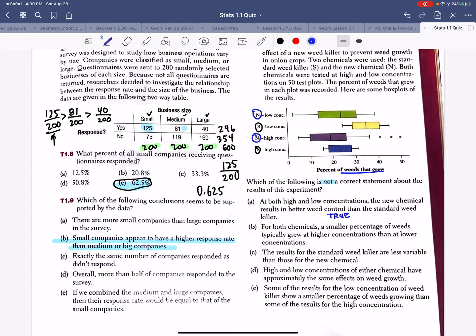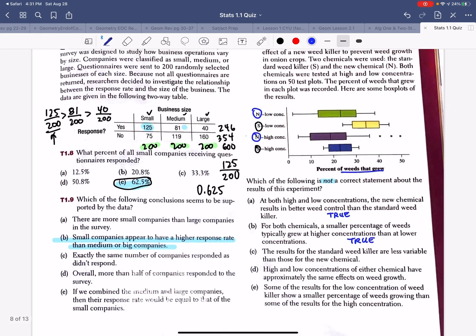Both chemicals, for both, smaller percentages of weed typically grew at higher concentrations. So when the concentration was high, it resulted in fewer weeds. Now let's compare the other one. When the concentration was high, it resulted in fewer weeds. Yes, on average, if I look at the median, it did. So I will have to say true.